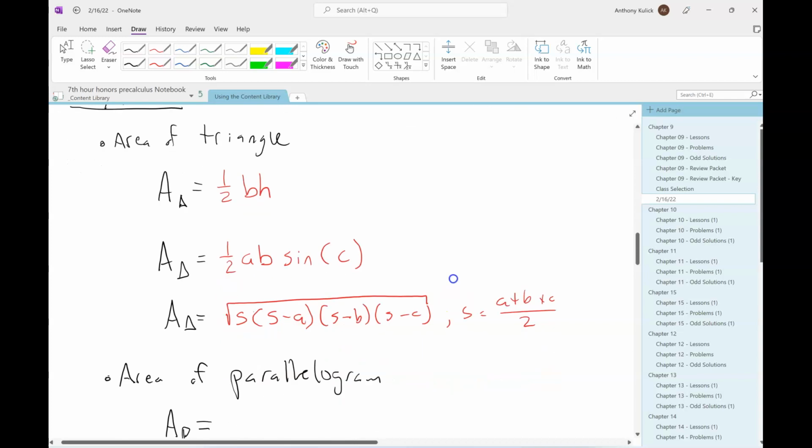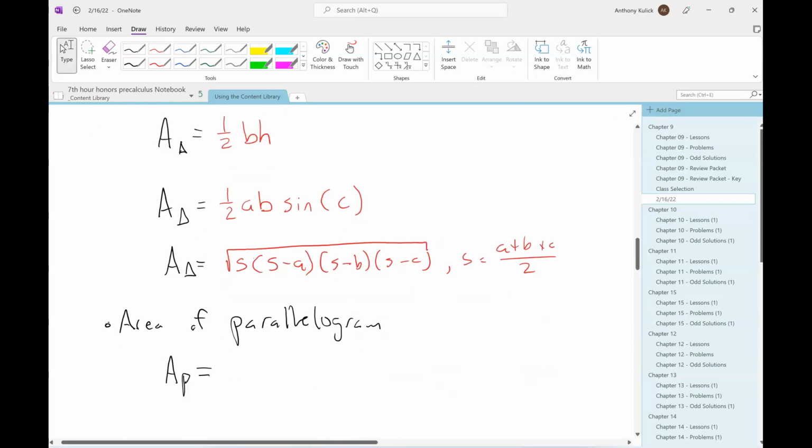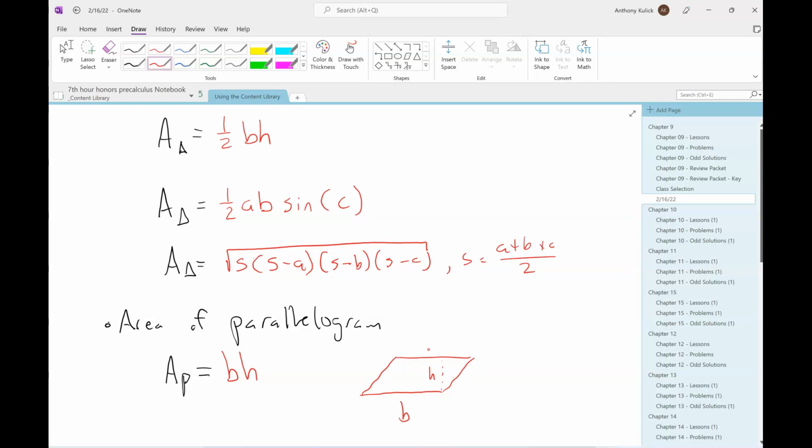How about the area of a parallelogram? Who remembers that from your geometry course? Yeah, just base times height. But the thing you have to worry about with your parallelogram is that the height isn't necessarily a side length. Now, in the case of a rectangle or a square, sure, the height is a side length, but in general, the height is not necessarily a side length. Everybody's cool with that?